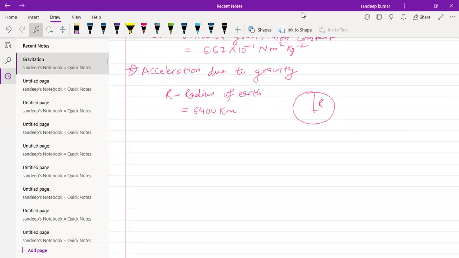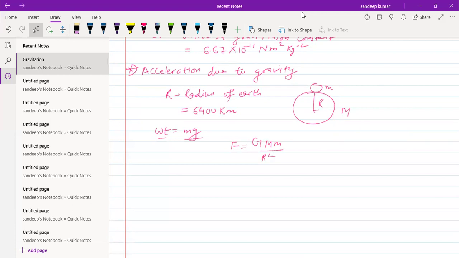Assume that any body of mass m is there on the surface of Earth. It is attracted by a force towards the center of the Earth. That is weight. Weight is equal to mg. The SI unit of weight is Newton. Weight is the force with which any body is attracted towards the center of the Earth. Now assume that the mass of the Earth is capital M. So there exists a force between the body and the Earth. According to Newton's law, F is equal to capital G, capital M, small m by distance square, that is R square.